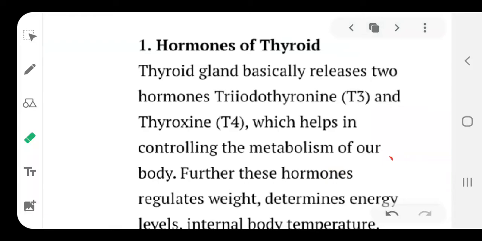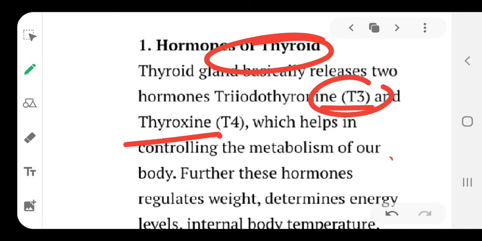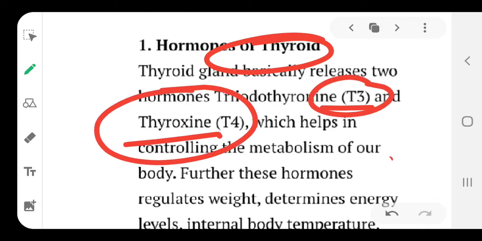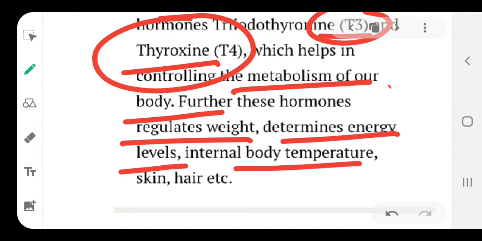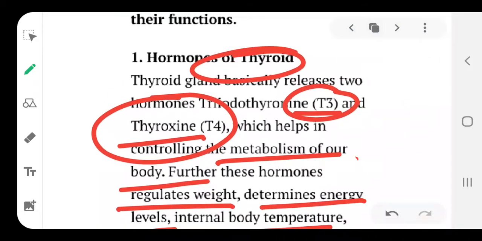Now first of all, the hormones of thyroid. We have just told you that it releases two hormones, one is called T3 and T4. T3 is not in your syllabus, write down thyroxine, and it helps in controlling the metabolism of the body. These hormones regulate weight, determine our energy level, internal body temperature, skin and hair. Underline, and all these points should be written down in tabular form, so you should not forget them. So that is as far as thyroid is concerned.